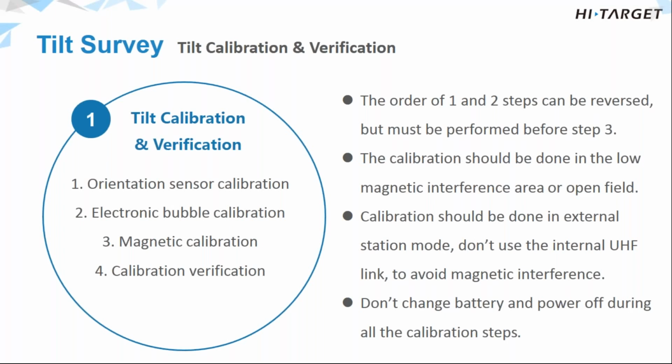The calibration should be done in a no-magnetic-interference area or open field. The calibration should be done in external station mode. Please don't use the internal UHF link, to avoid magnetic interference. And also, please don't change the battery or power off during all the calibration steps, to make sure the calibration can be done successfully.